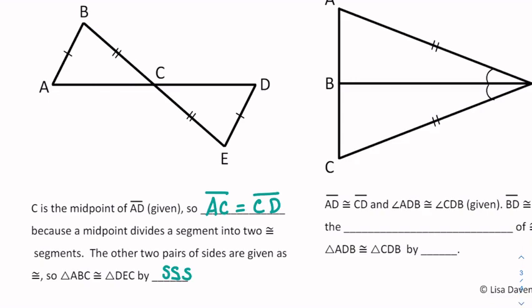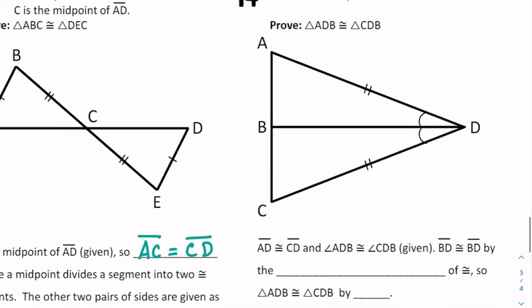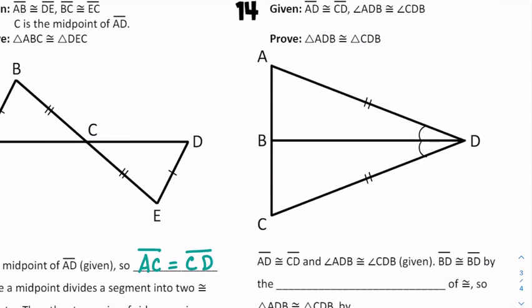Let's look at number 14. Number 14 says that our given is AD is congruent to CD. So AD, this side length, is congruent to CD, the other side length. And we also know that angle ADB is congruent to angle CDB. And this is also noted in our picture with our symbols. They want us to prove that these two triangles are congruent.